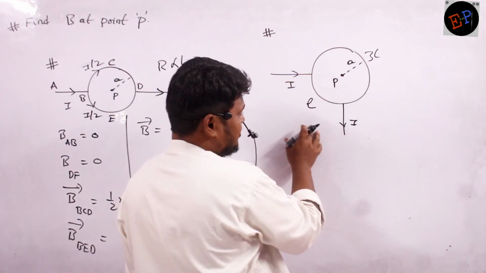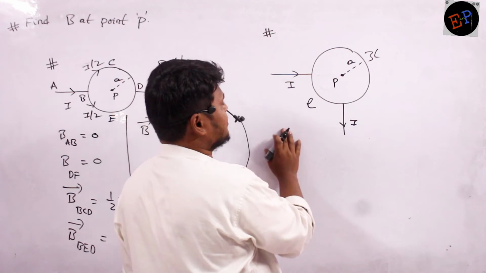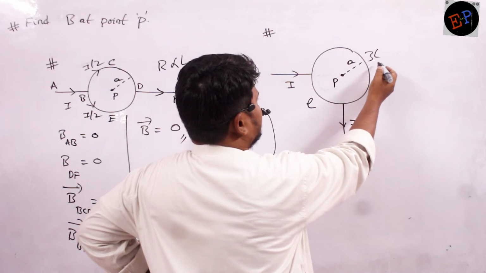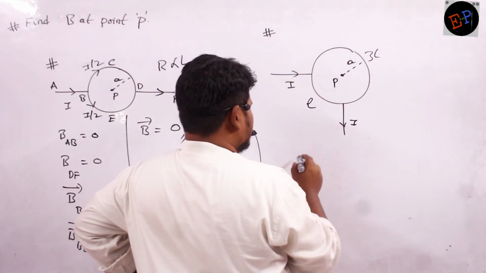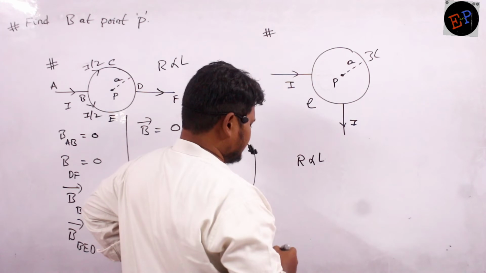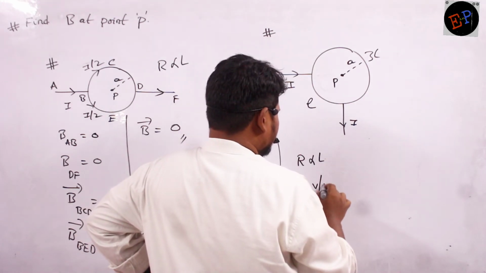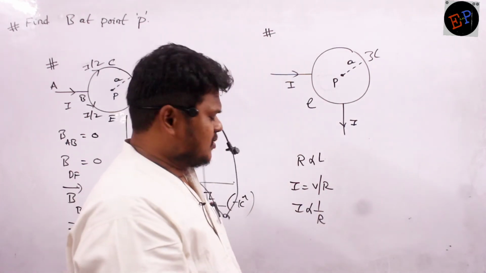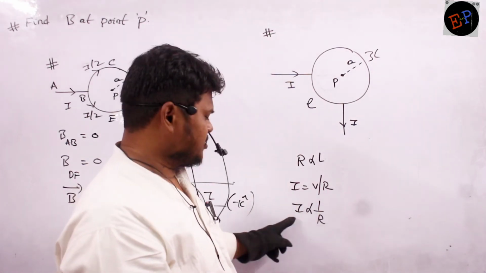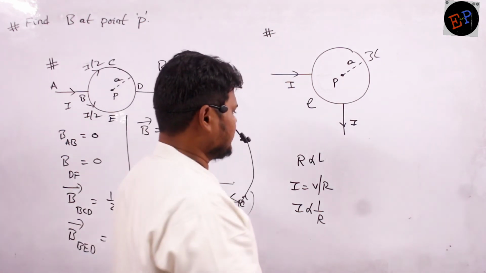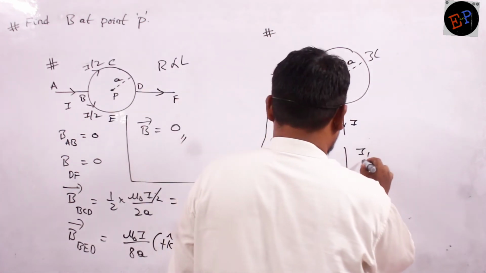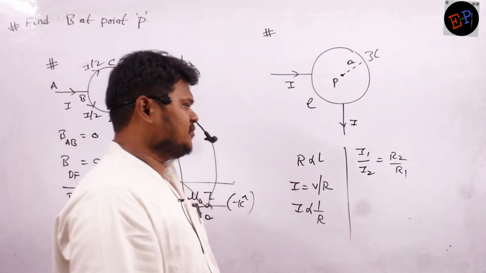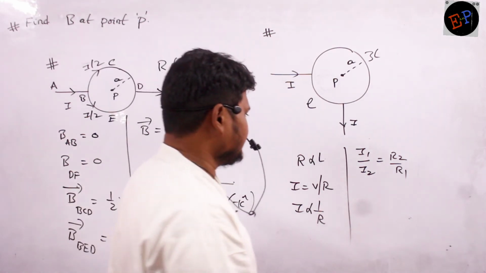Totally I can say 4 L's are there. Or I can say 3L and L. Resistance is directly proportional to length, but I equals V by R, so I is inversely proportional to resistance. This we know. If resistance is greater, current should be lesser. Are you able to understand? So I1 by I2 should be equal to R2 divided by R1 because they are inversely proportional.